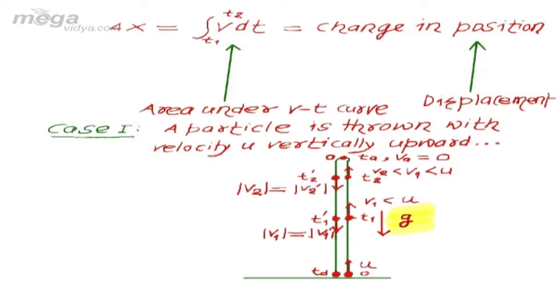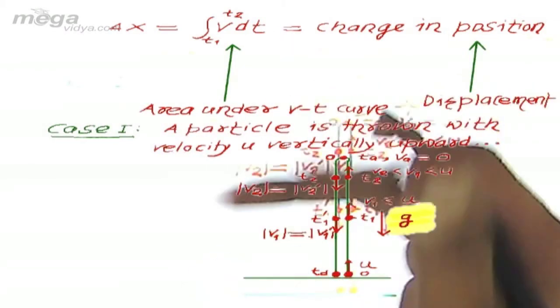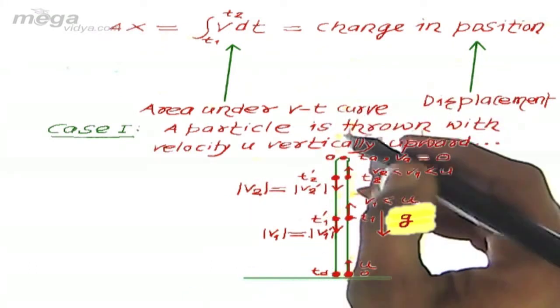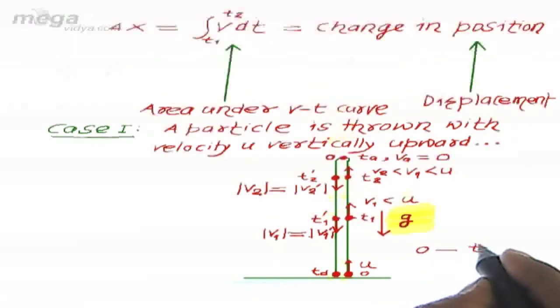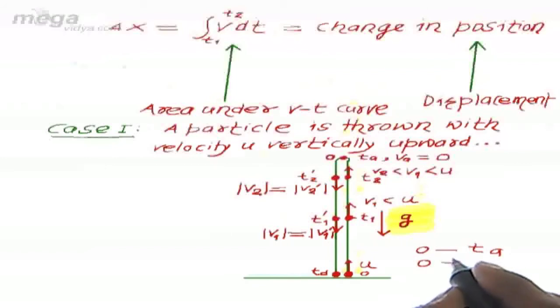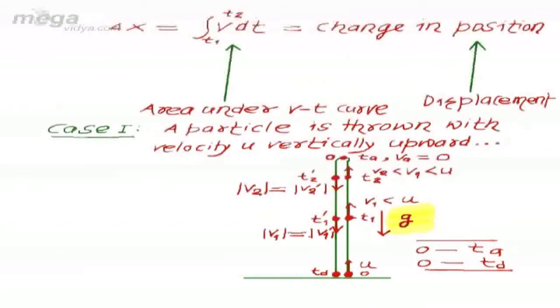Then the time from 0 to ta is the same time the particle takes to fall from the maximum height. It takes again the same time, meaning the time taken from 0 to ta is equal to the time 0 to td for downward motion. This time is for downward motion, this time is for upward motion. If we neglect air resistance and other effects, then the time taken to ascend its height and the time taken to descend the same height will be equal. Means we can say these two times are equal if there is no air resistance or any viscous force acting on the particle.